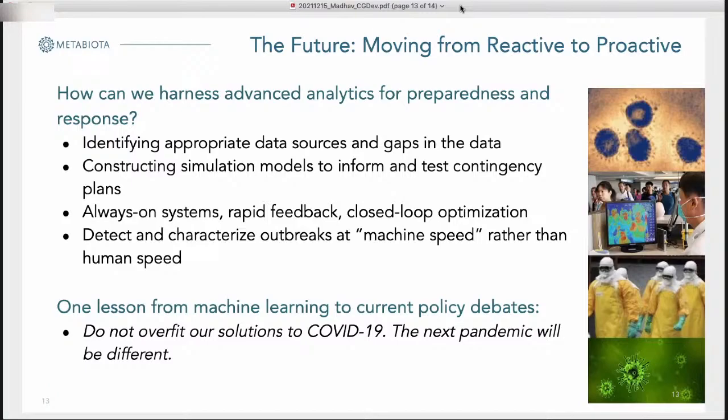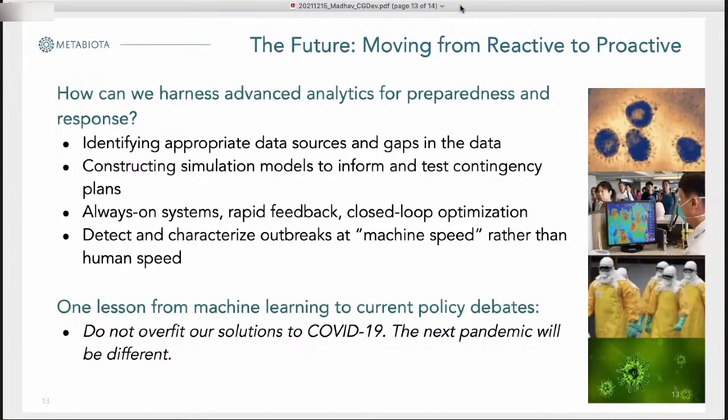The rapid feedback and closed loop optimization are also going to be critical for training the models, the preparedness and response efforts. And we wanted to be able to detect and characterize outbreaks at machine speed rather than human speed. And I think we're seeing a lot of very encouraging results and information from the speakers earlier today at how we're moving towards this machine speed approach.